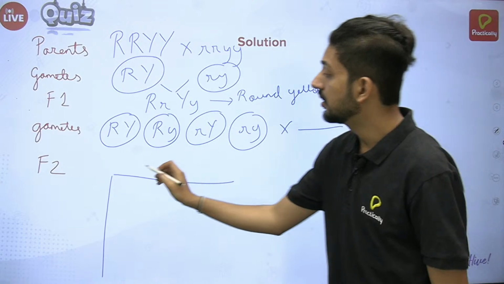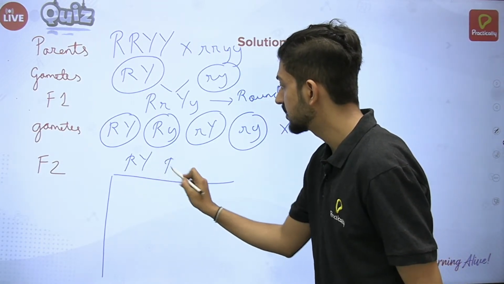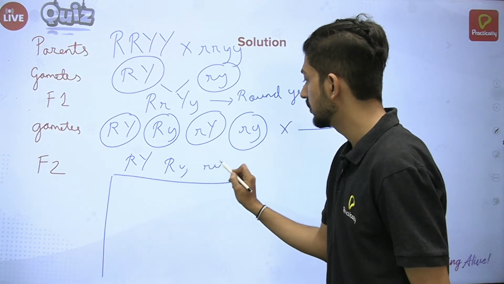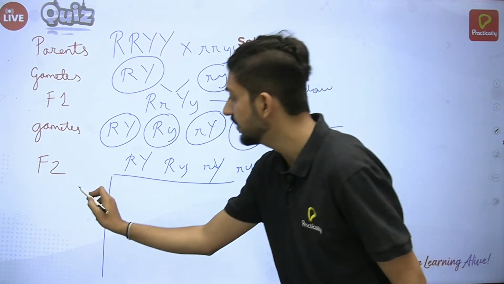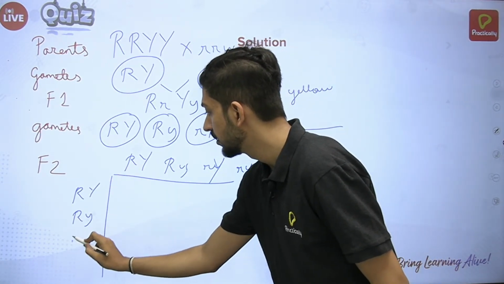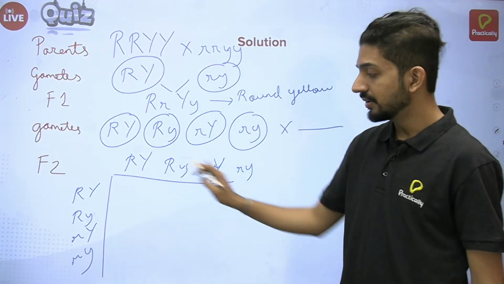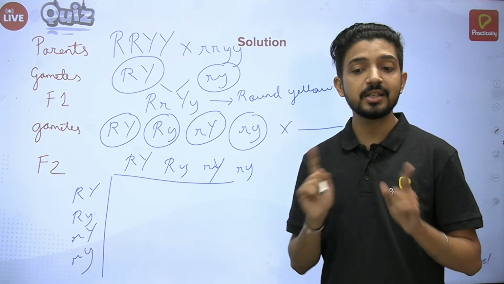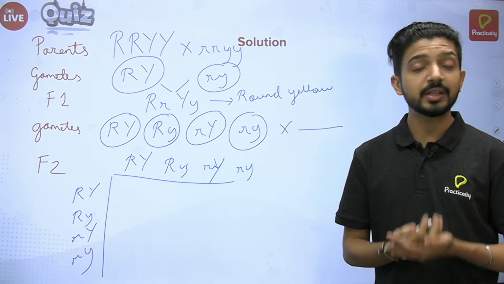So, just simply I am writing here, this will be the gametes RY, and then the same you will write on this side, small r, capital Y, small r. So now, if you draw the entire Punnett square, you are going to get a total of 16 possibilities, okay? And we all know what is going to be the ratio.